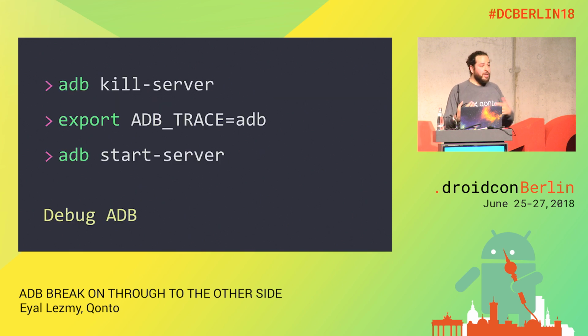The good thing is that you can debug ADB already. If you have problems with connection, or if you are doing tricky things with ADB, you can do it by yourself. You kill the ADB server, then you export an environment variable, ADB_TRACE, and you put the value to adb or to all, depending on your need. And then you start the server again. And then you will have more logs.